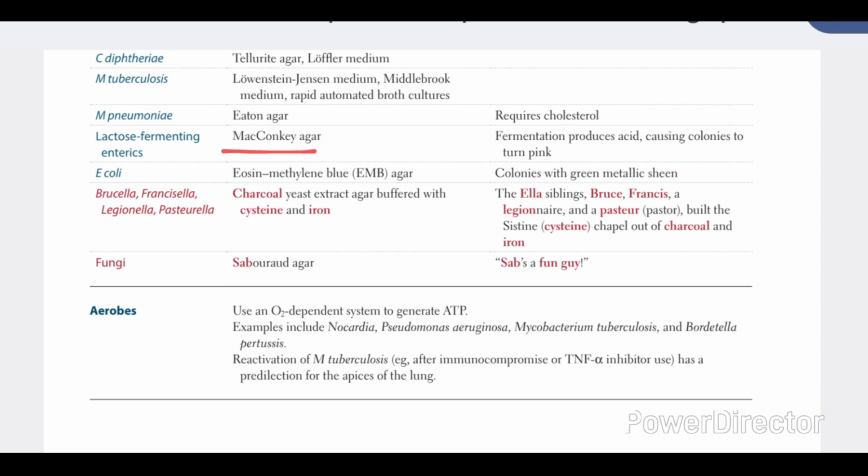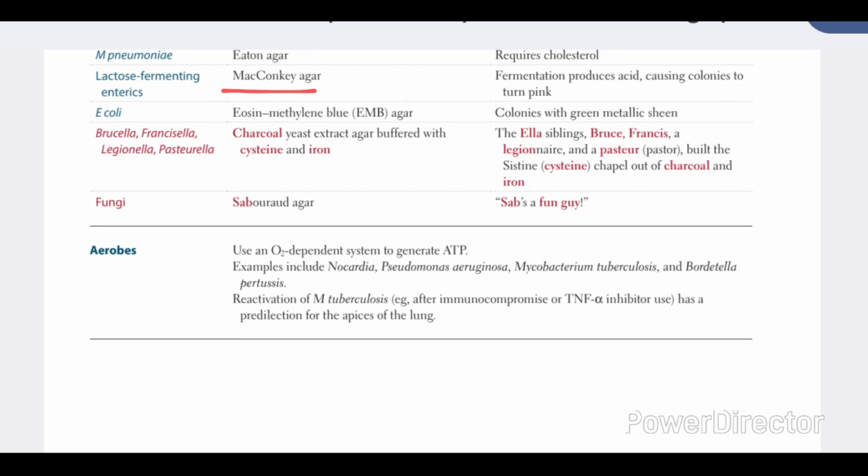So E. coli can also be grown on the EMB agar. So EMB is an eosin methylene blue agar, and in EMB agar the E.